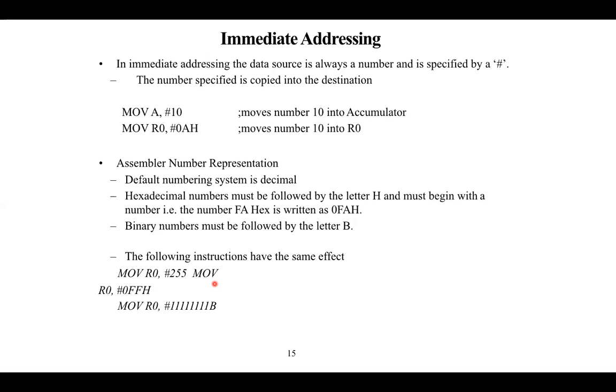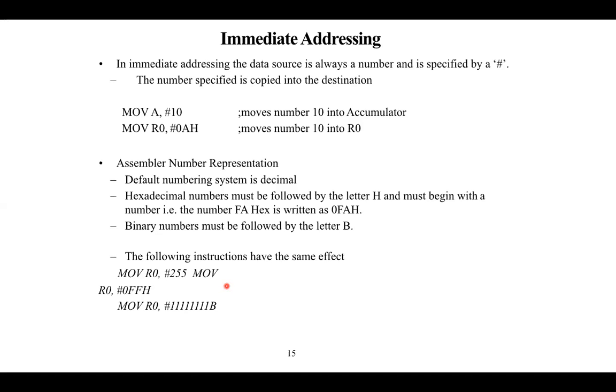In immediate addressing, the data source is always a number and is specified by a hash. The number specified is copied into the destination. MOV A, #10 moves the number 10 into the accumulator. MOV R0, #01H moves the number 01H into R0.